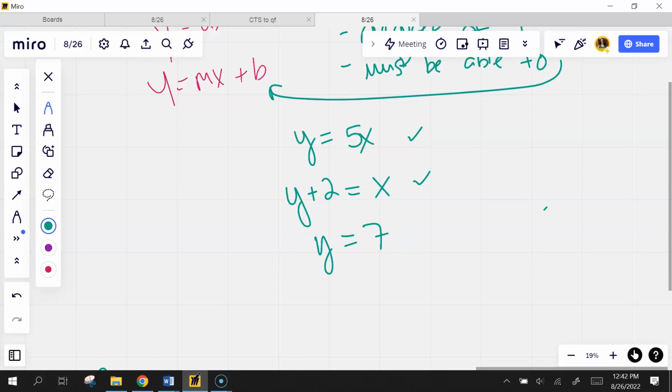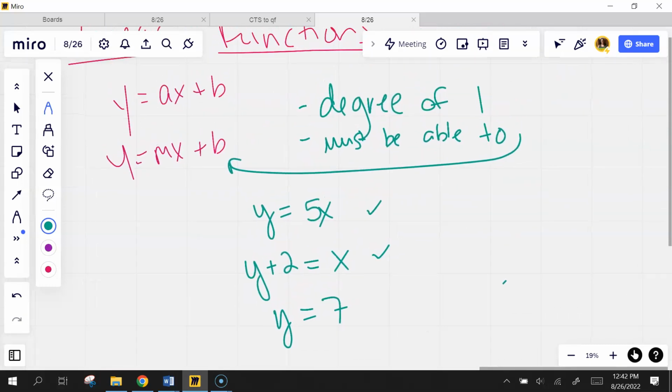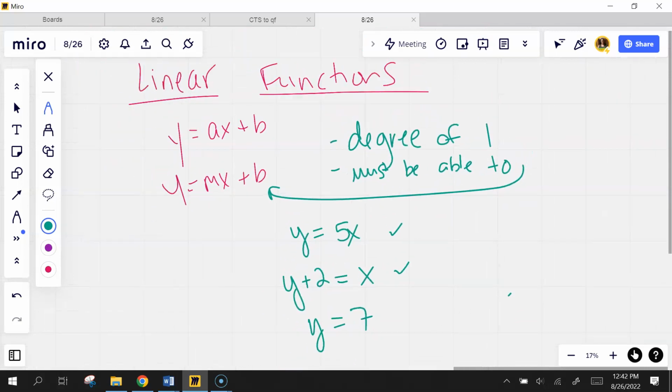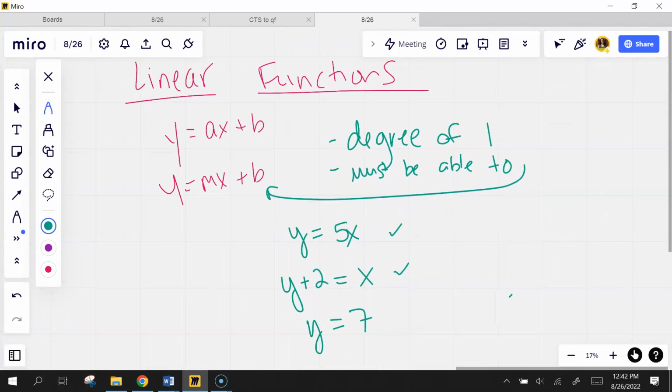So you're telling me this is not a line? It's a line. It's not a... well, it is a polynomial, because by the definition of polynomial, it is a polynomial.